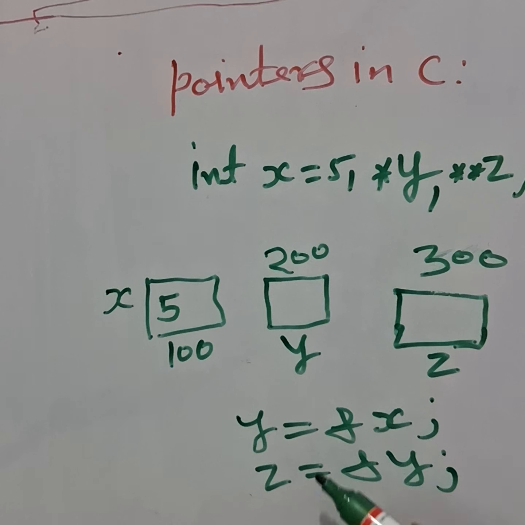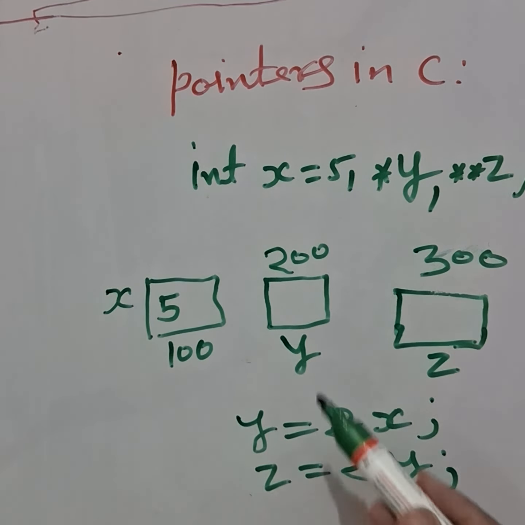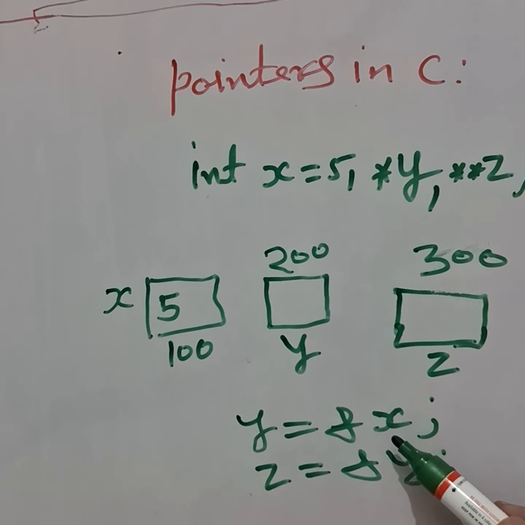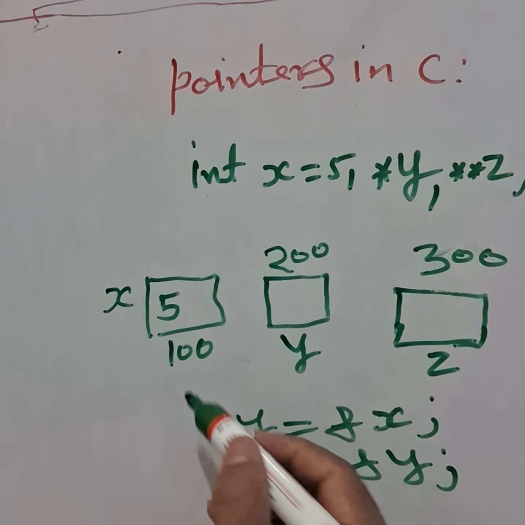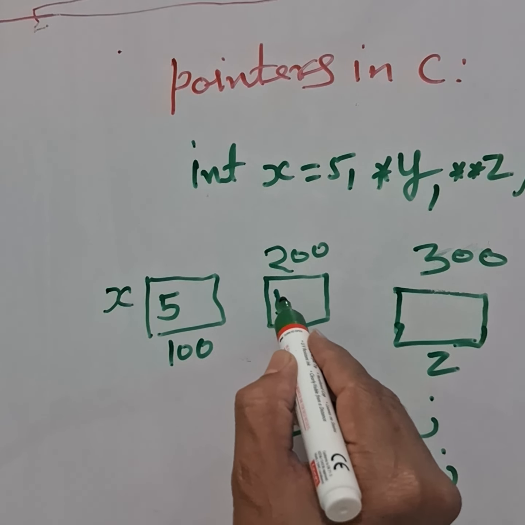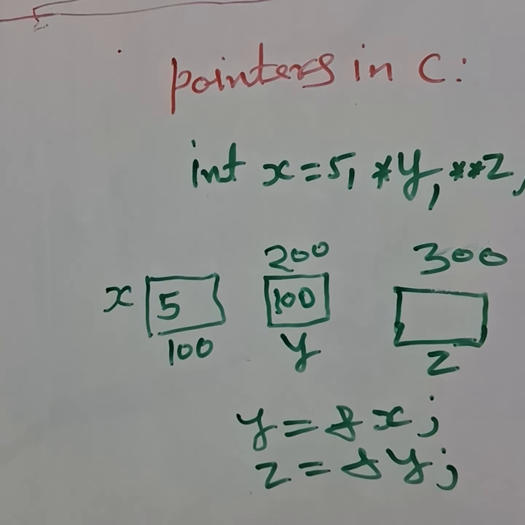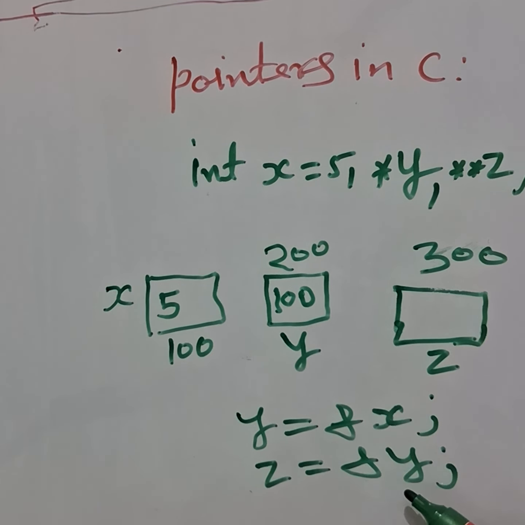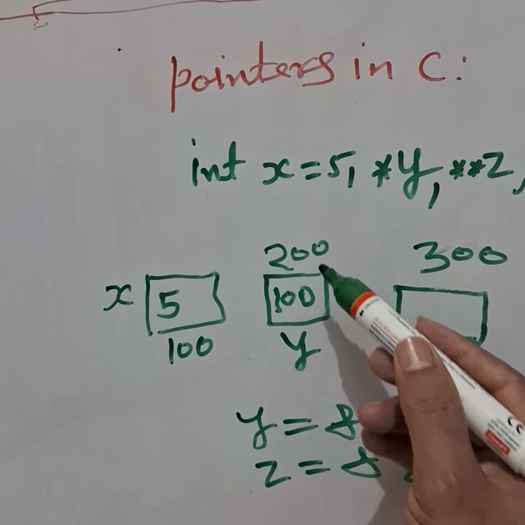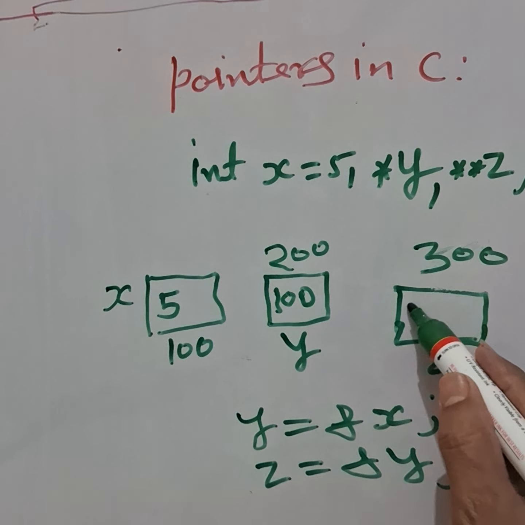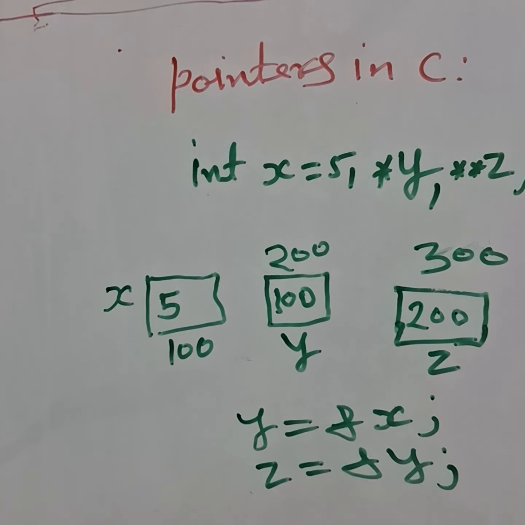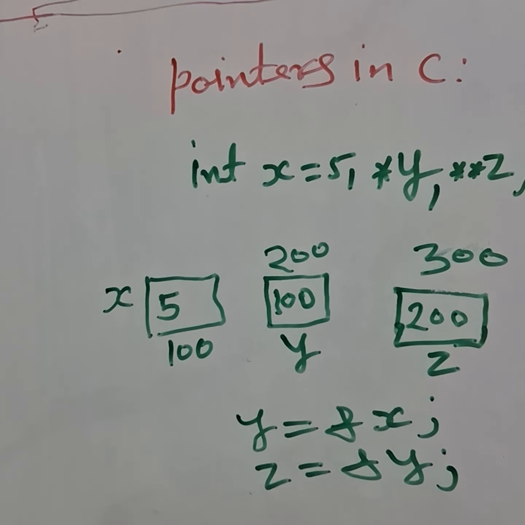Now after these declarations, suppose we look at the contents of variables y and z. y is assigned ampersand x, इसका मतलब क्या हुआ कि y में x की मेमोरी लोकेशन, which is 100, right? And the second statement says z is assigned ampersand y. That means now z will store the memory location of y. The memory location of y is 200, right? In this way, it is a kind of memory representation.